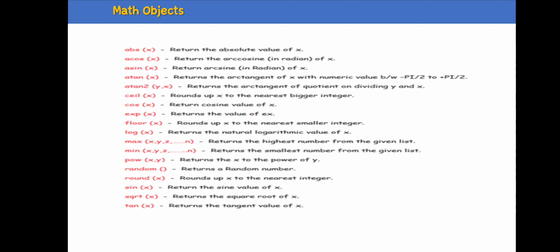Here are some of the math objects: abs of x, acos of x, asin of x, atan of x, atan2 of y comma x, ceil of x, cos of x, exp of x, floor of x, log of x, max of x comma y comma z up to n numbers, same as min of x comma y comma z up to n numbers, pow x comma y, random, round of x, sin of x, square root of x, tan of x.